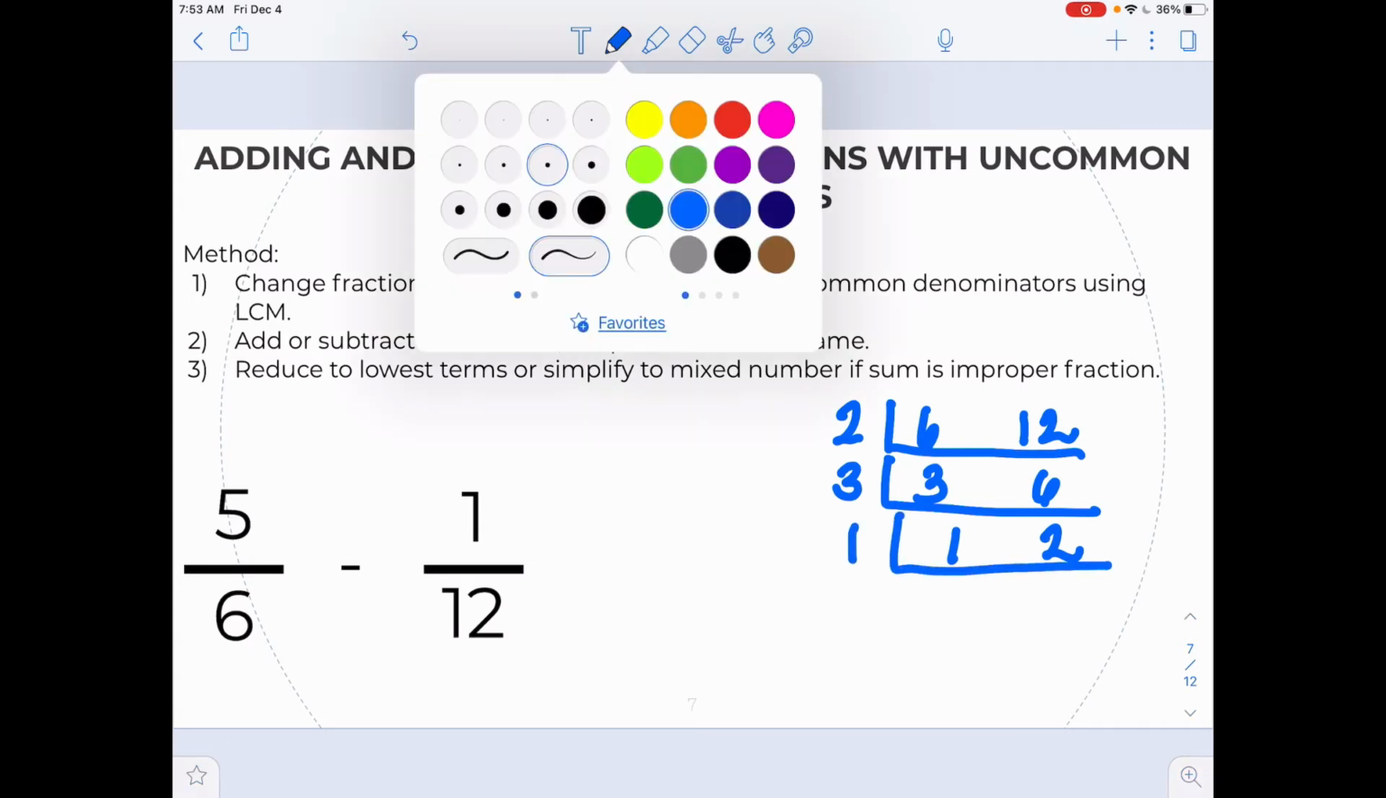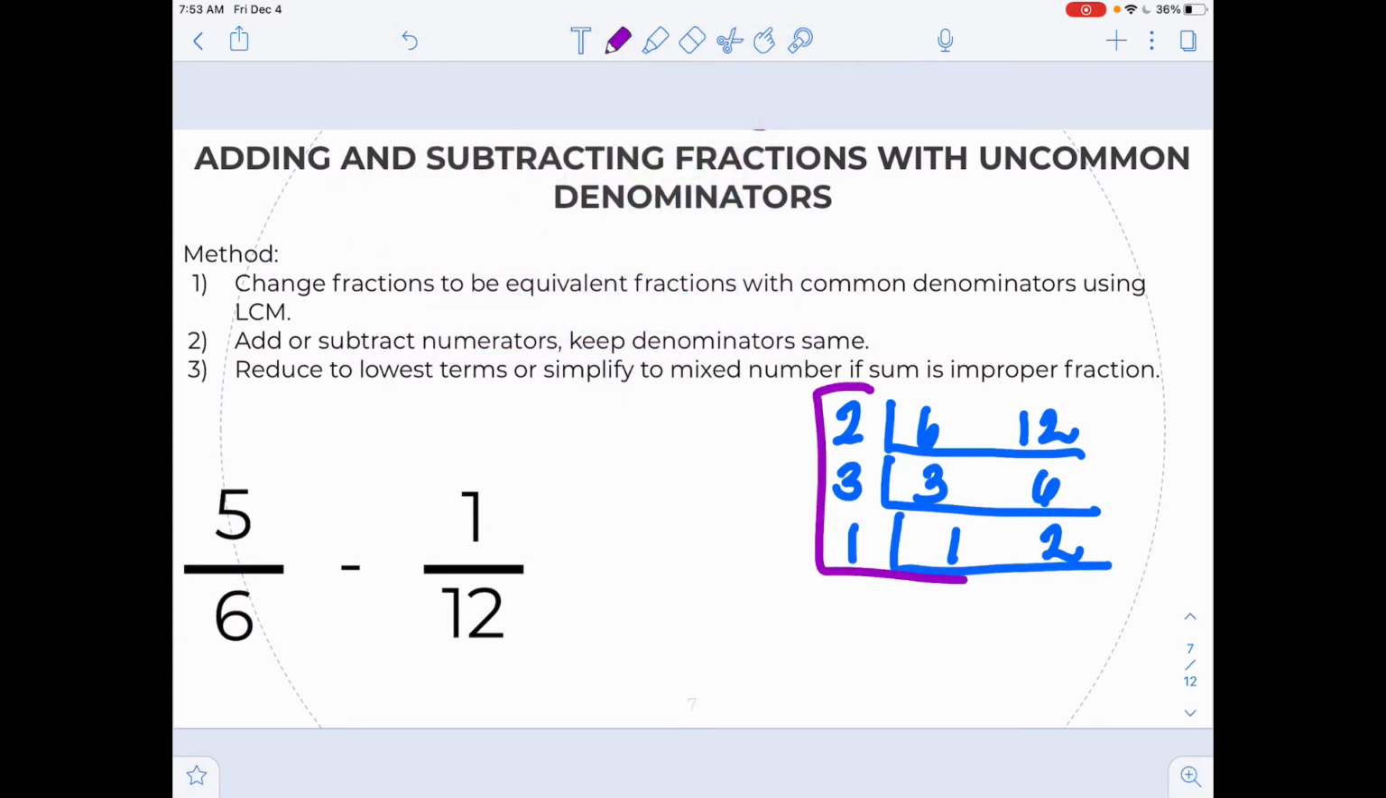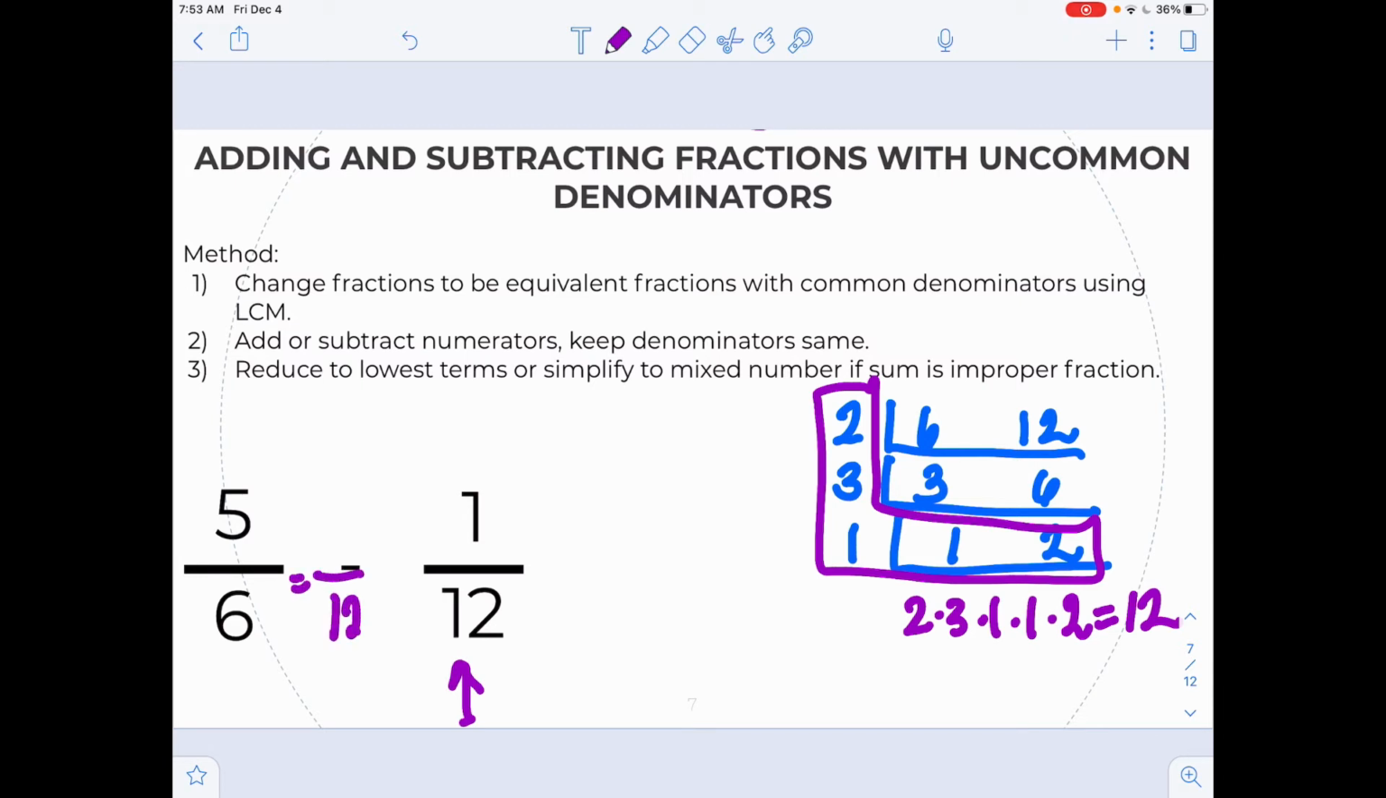So then I have my LCM, and so I have 2 times 3 times 1 times 1 times 2, which is 12. So I want both of my fractions to have a denominator of 12. Well, 1/12 already does, so I need to change 5/6 to be an equivalent fraction where my denominator is 12.